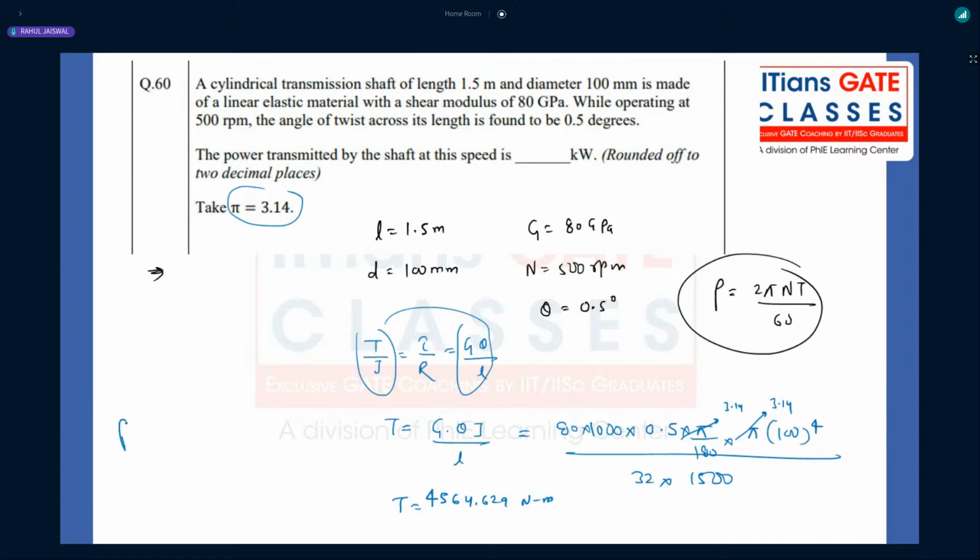Now if you put in the formula, 2 pi n is 500 rpm, and T is 4564.629. So what value will you get? 2 pi into 500 into 4564.629 divided by 60. You will be getting the answer as 239. That will be the correct answer, right?